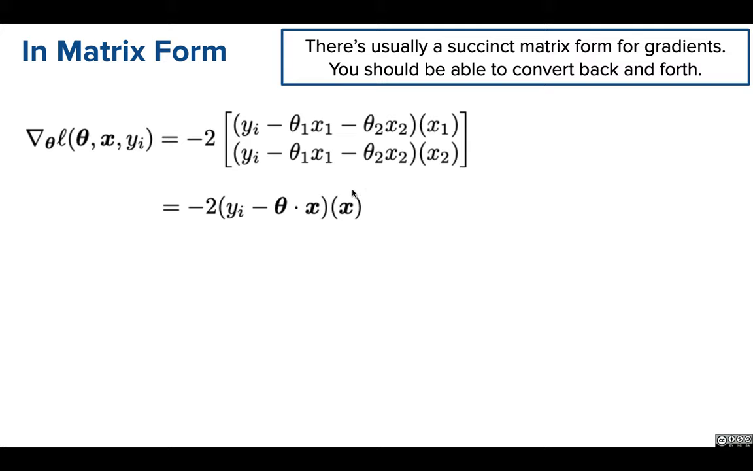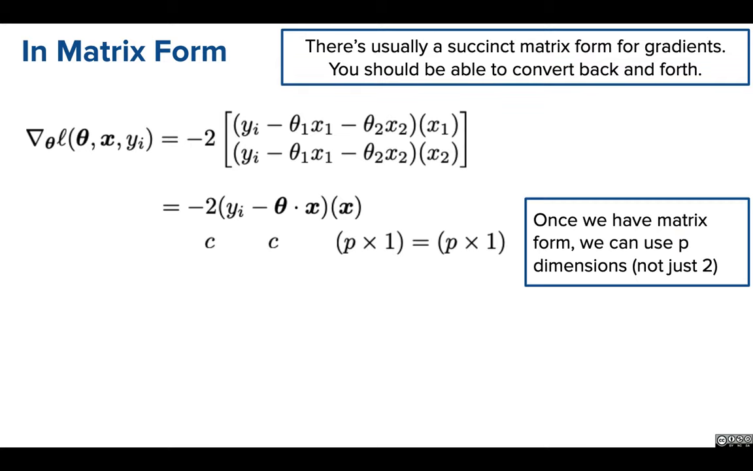This is something that you should be able to do, but if you only got this far today, don't worry about it. I think that's totally fine. But you should practice taking these gradients in vector form and converting them to vector dot products instead of having to stack together a bunch of equations. Again, -2 is a constant, y_i minus theta dot x is a constant, and x is a vector, a p by 1 vector. So the final result is p by 1.